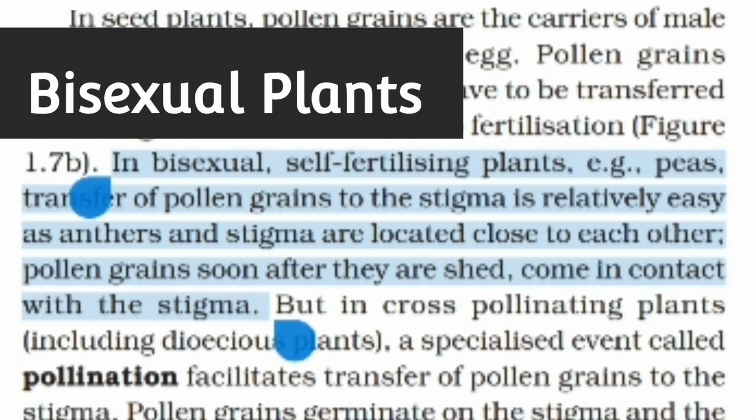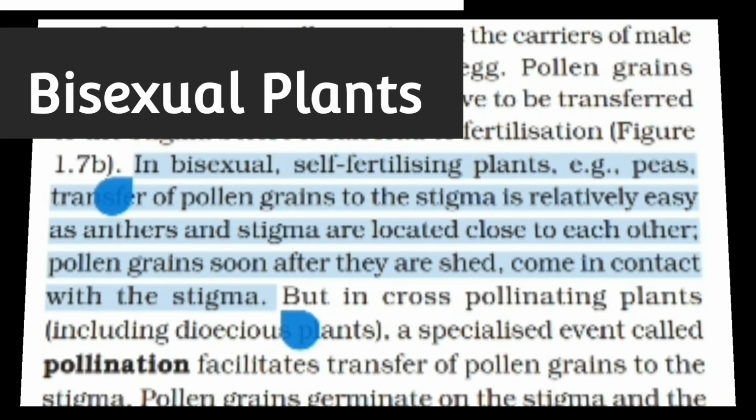Now we have another kind of plants also, which show self-fertilization. Such plants are known as bisexual. In these plants, the flower bears both male and female organs itself. In this condition, anthers and stigma are very close to each other, so there is no need for any pollinating agent. Pollen grains can fall easily on the stigma. Such fertilization is known as self-fertilization, and it is present in bisexual plants.